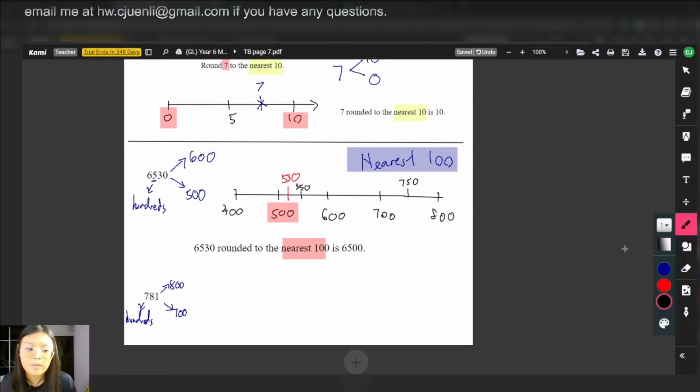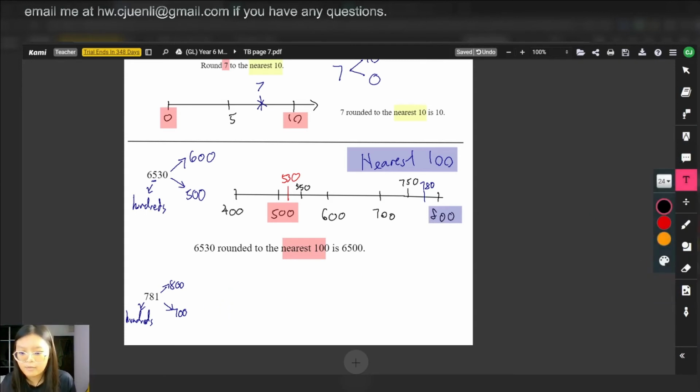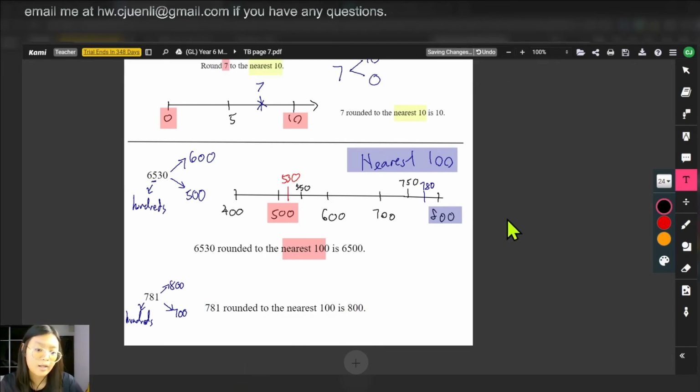So let us write basically anywhere around here. Let's say you can put as 780 or 781. Either one is fine. There's not much of a difference. It's only one small little space. So it is closer to 800. Therefore, we're actually going to say that, let us write over here, 781 rounded to the nearest 100 is 800. Because it's closer to 800. So that's why we're going to straight away go to that one over here.